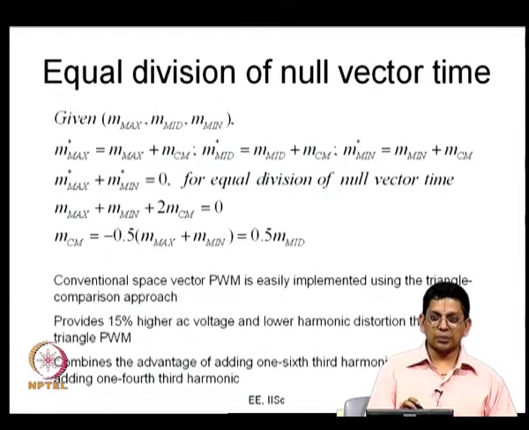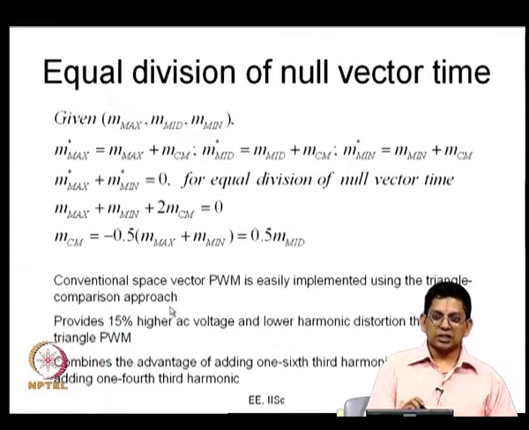If you have to calculate the times, sin(60 minus alpha) and sin alpha are all needed. So, you typically need sine tables. The sine values of different angles from 0 degree to 60 degree need to be stored in a lookup table, etc. From that you have to do those calculations, and then you have to output the waveform. Rather than doing all that, you can easily implement it using the triangle comparison approach.